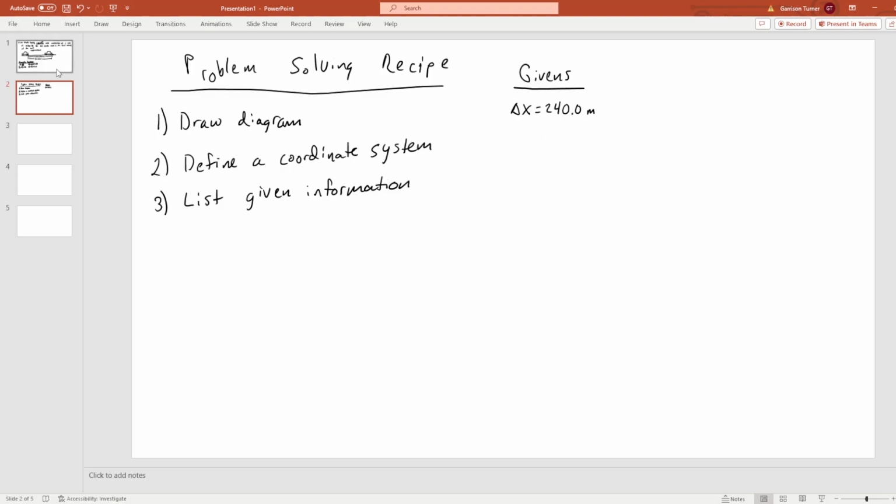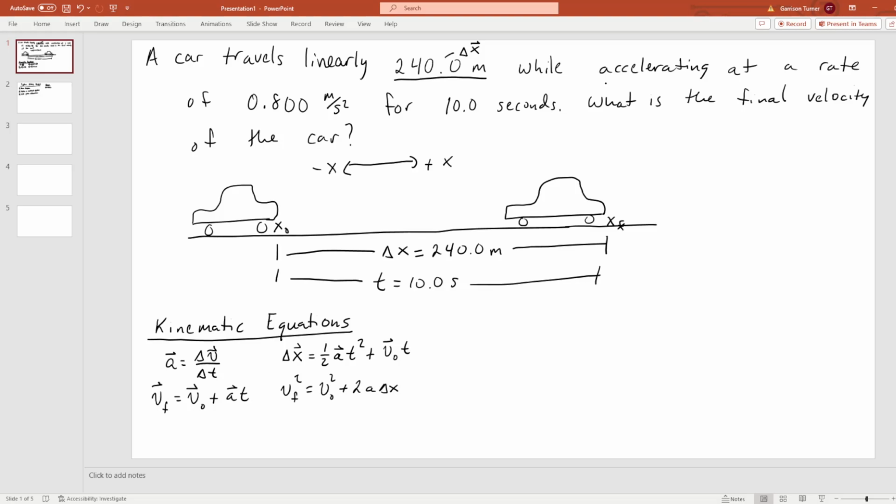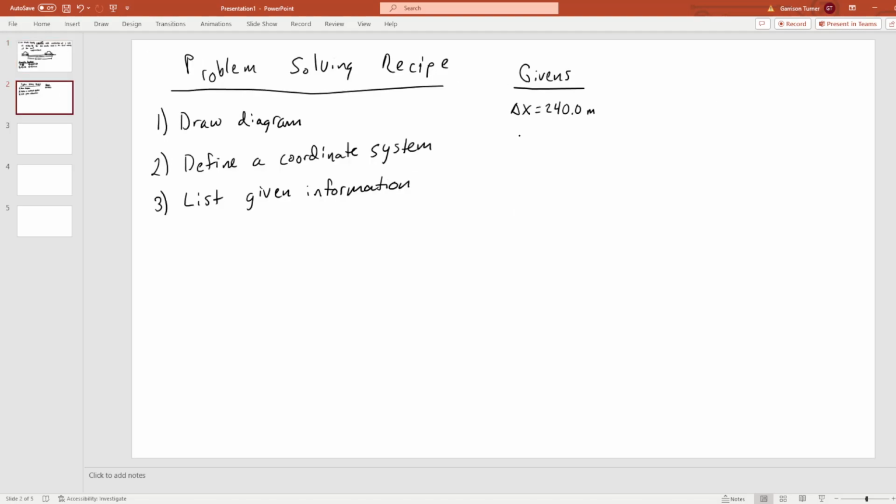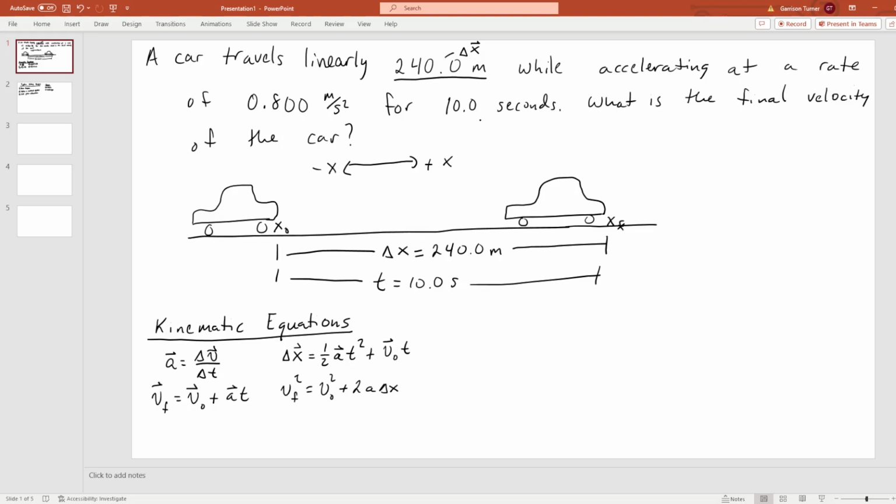Next, while accelerating at a rate of 0.8 meters per second squared. So that tells you that your acceleration is 0.8 meters per second squared, for 10 seconds. Okay, so this is your a, this is your t.